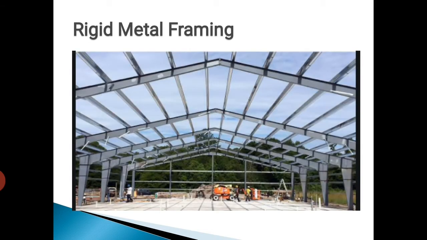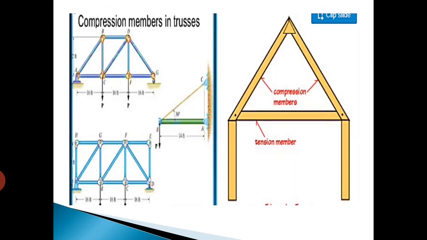And another example, this is the actual diagram of rigid metal framing. So what is the advantage of rigid metal framing? These structures can be constructed rapidly, and frame structures have economical designs. Economy is also a very important factor in the design of building systems. Okay.